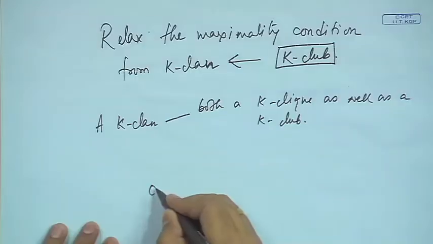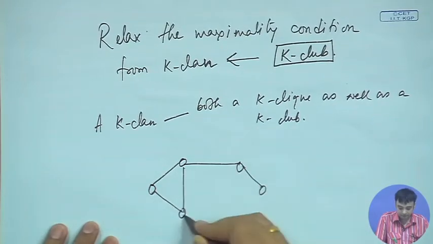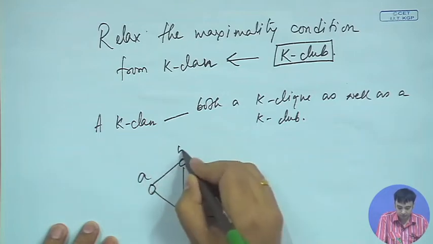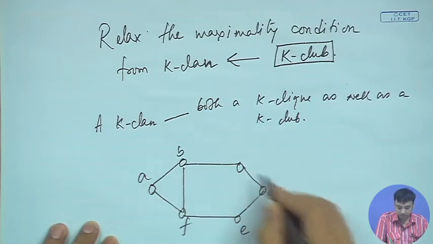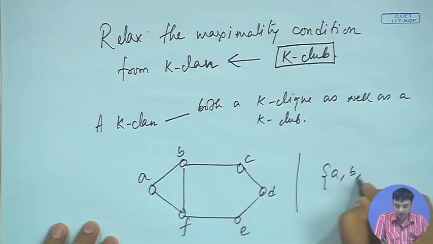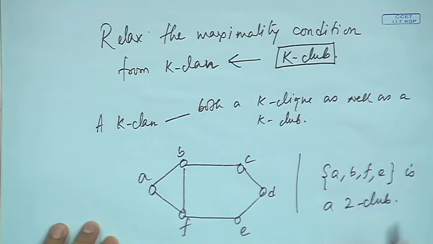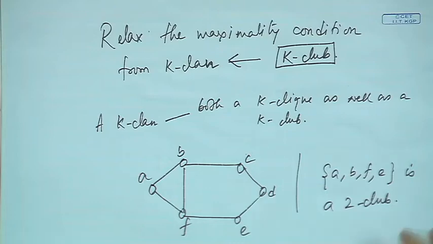For instance, if you take the same example once again, in this case A, B, F, E is a 2 club. However, this is not a 2 clan. Now, these were some of the distance based notions of social cohesiveness.